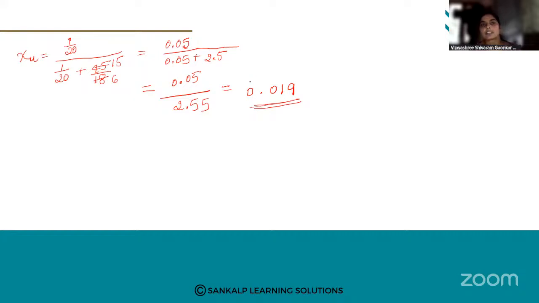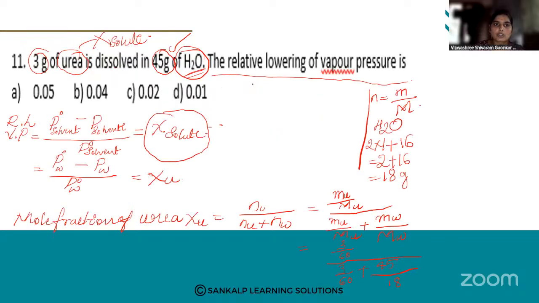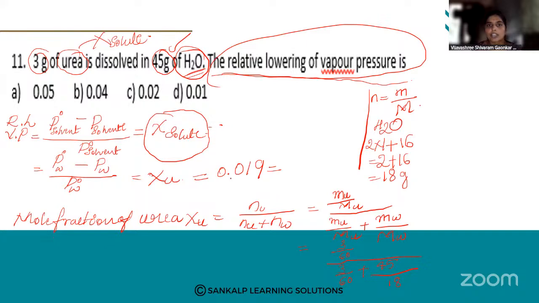When I calculate it, it came like this. So which answer matches? This is the mole fraction of urea. So how much did the mole fraction of urea come to, children? Mole fraction of urea equal to 0.019 came, right? It is equal to relative lowering of vapor pressure. So mole fraction of urea is 0.019.